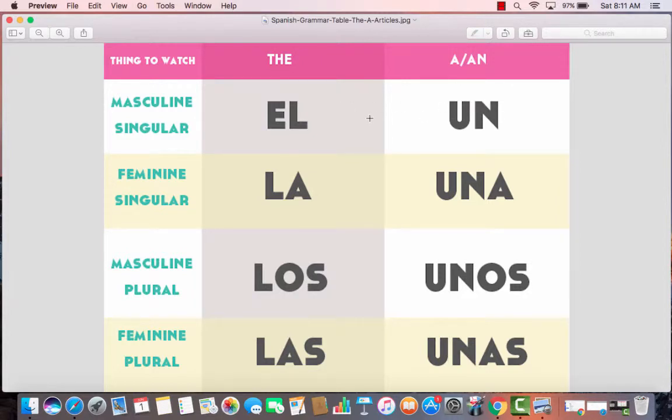Now, how do they work? Well, if I have a noun that is masculine and singular, I'm going to accompany it with the articles el or un. Then for feminine singular it will be la and una in front of that noun. Then for the plurals that we have here, the same procedure. For masculine plural, los and unos, and for feminine plurals, las and unas.